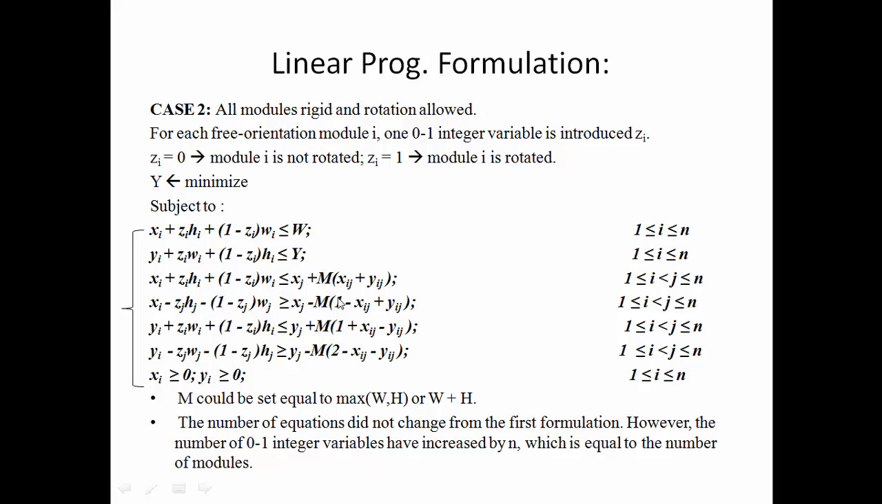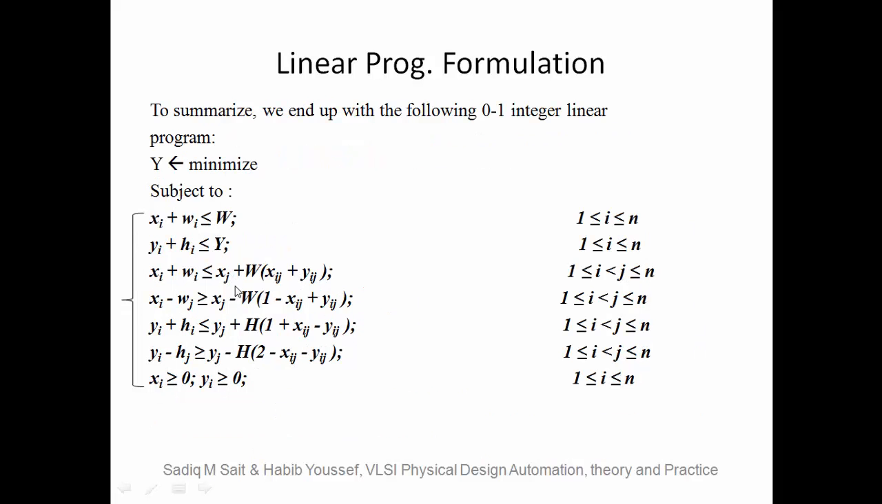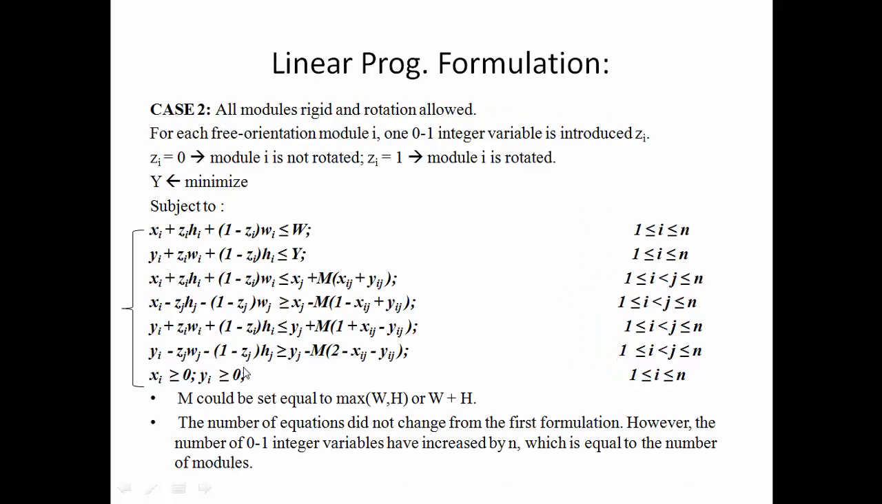So here, the width and the height we can replace by a common variable called m, because we have width here and height here, and sometimes the width and the height of the individual modules are interchanged because rotation is allowed. So we're going to replace w and h by a common variable called m, where m could be set to either the maximum of width comma height or width plus height.